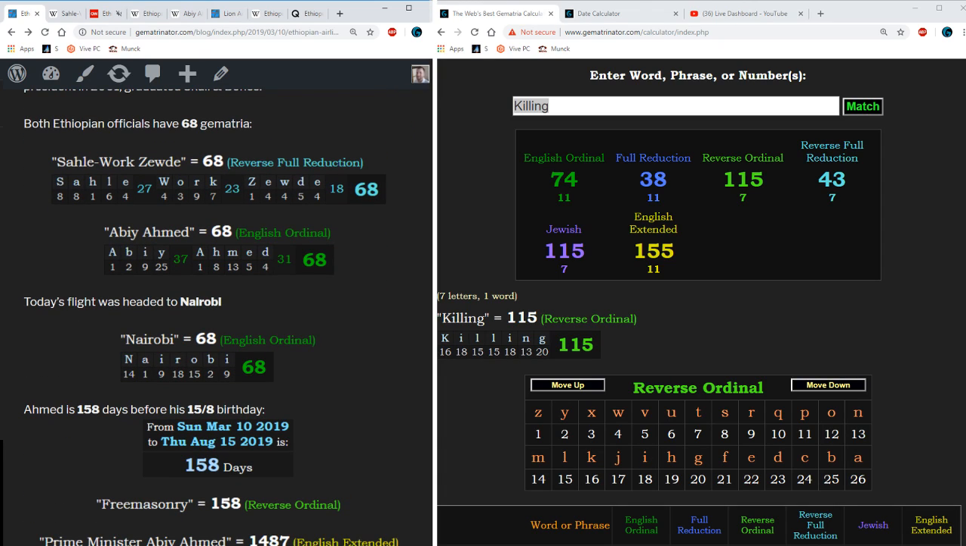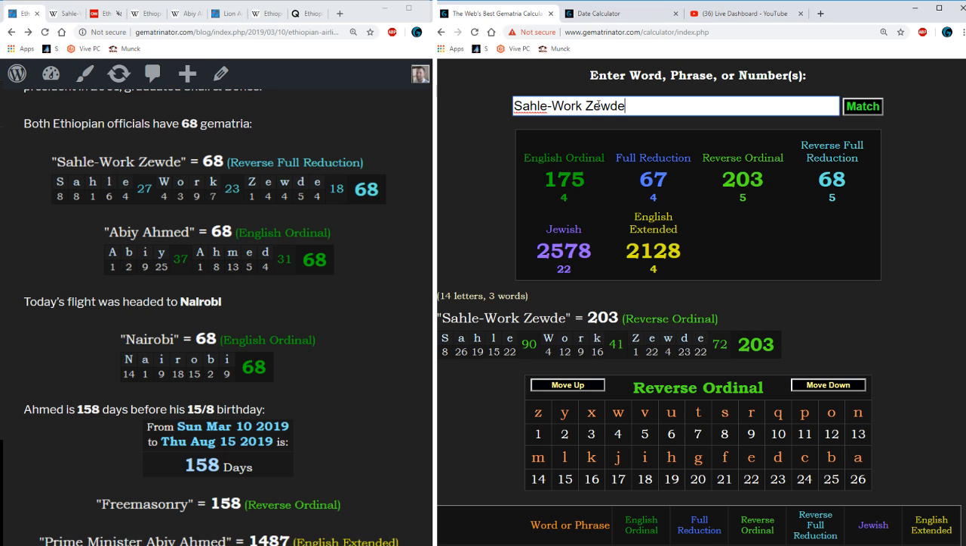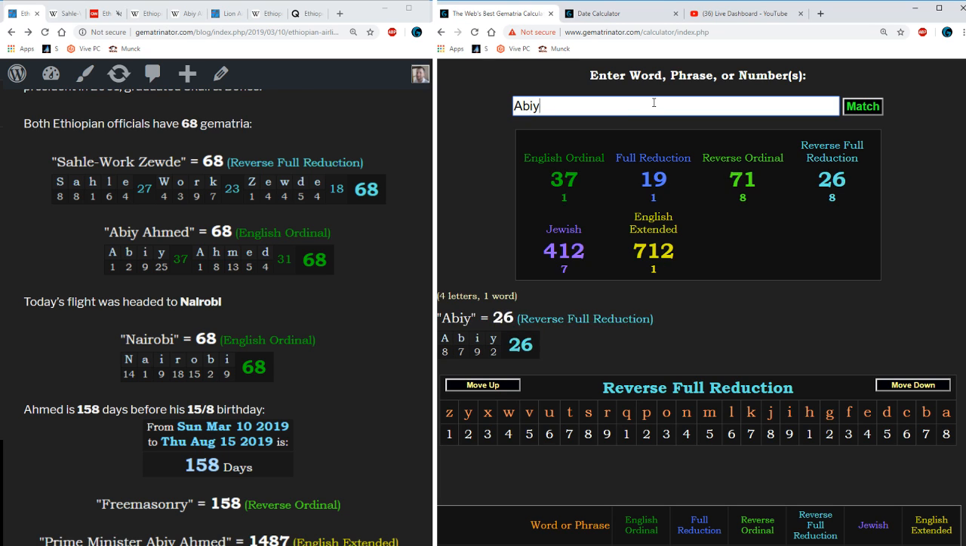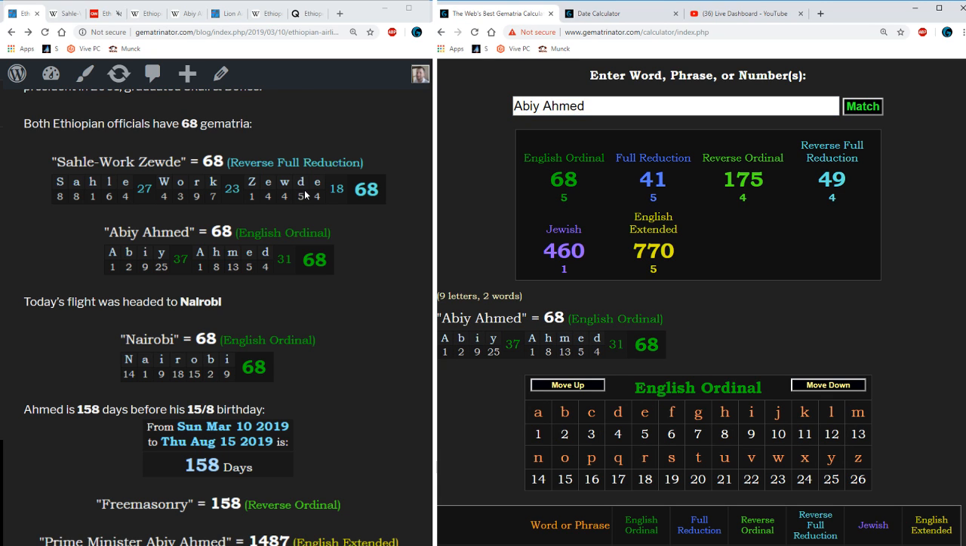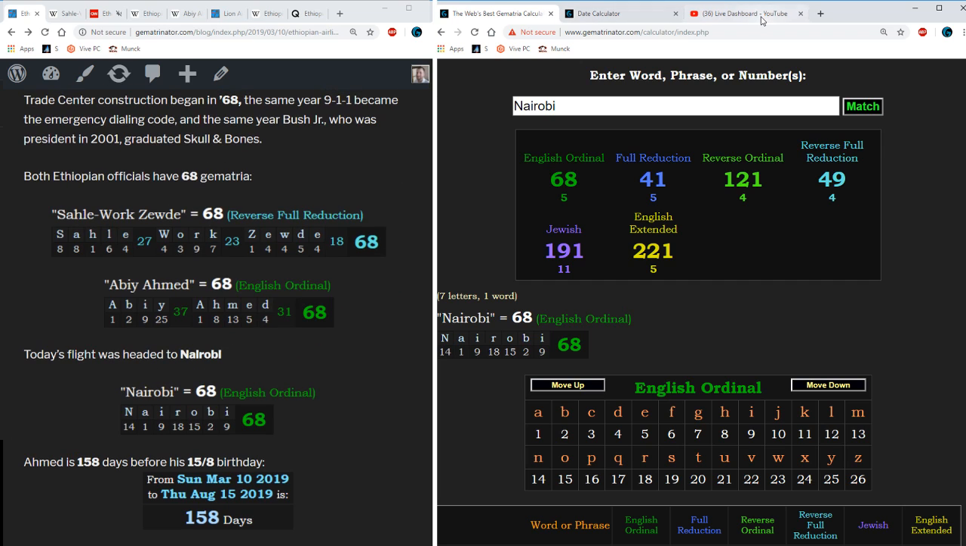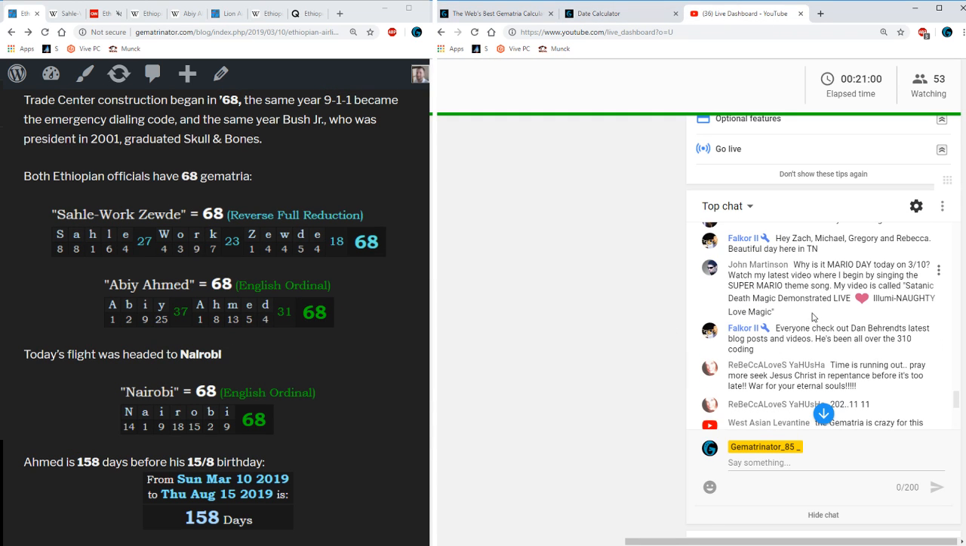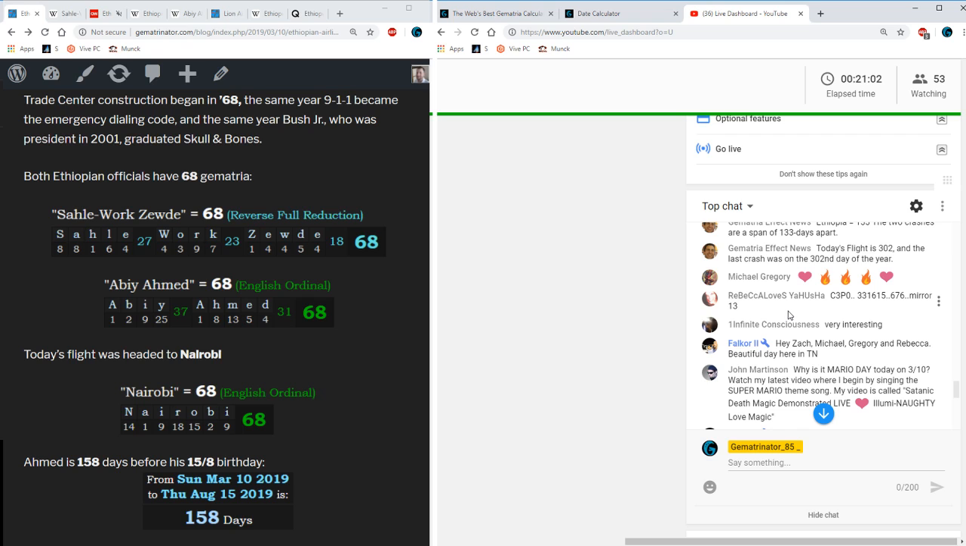Well, 33 years before 2001, which had the 9/11 attacks, was 1968. That's when World Trade Center construction began. 911, the emergency dialing code in the year 68. Well, both the president of Ethiopia, Sahle-Work Zewde, her name equals 68 in reduction, and then the Prime Minister, Abiy Ahmed, equals 68 in English ordinal. To top it off, this plane that crashed was headed to Nairobi, which equals 68. So there's definitely a whole lot of alignments here.